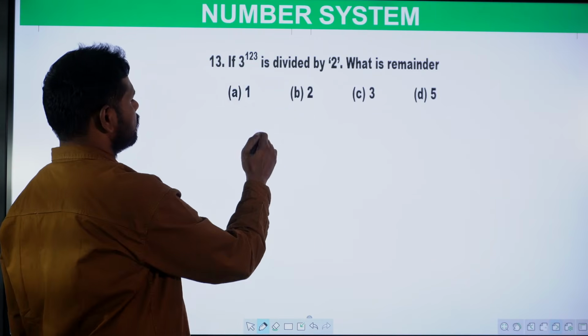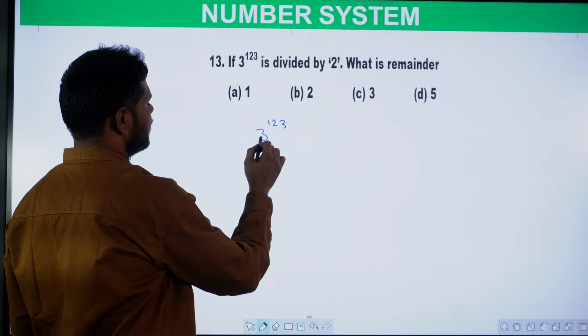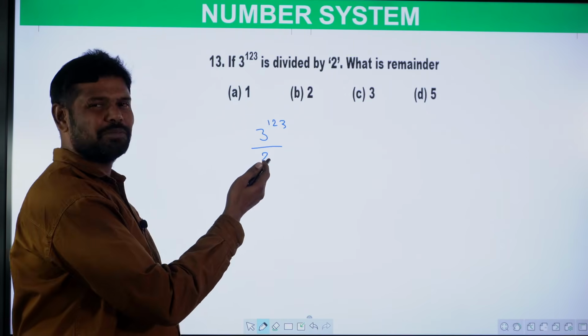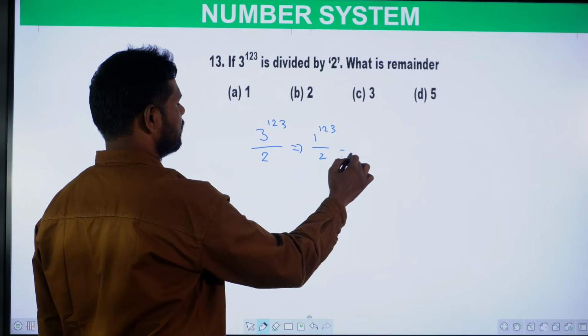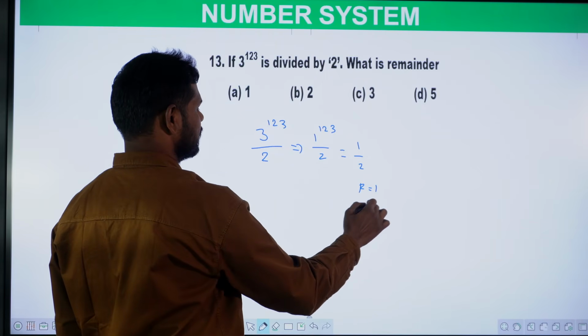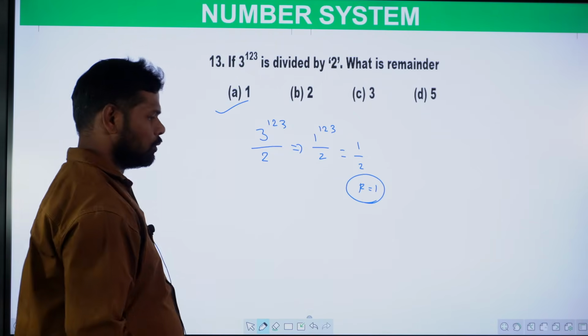If 3 power 123 is divided by 2, what is the remainder? Very simple. 2 once 2, then 1 power 123 by 2. Nothing but 1 by 2. What is the remainder? 1. That's it. Simple question.